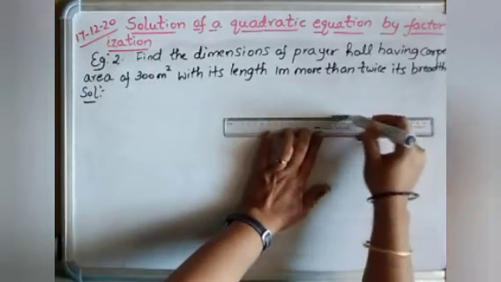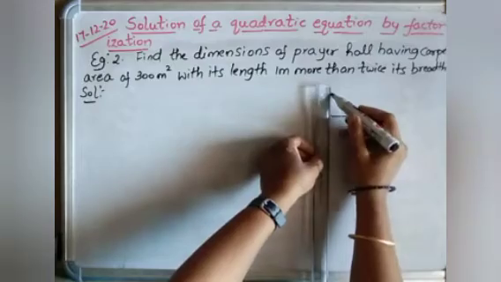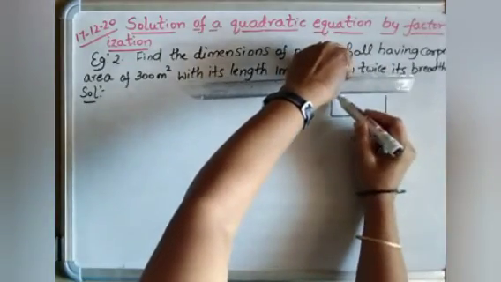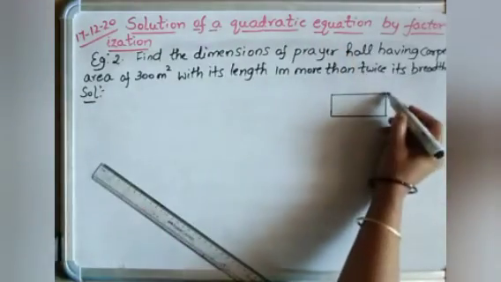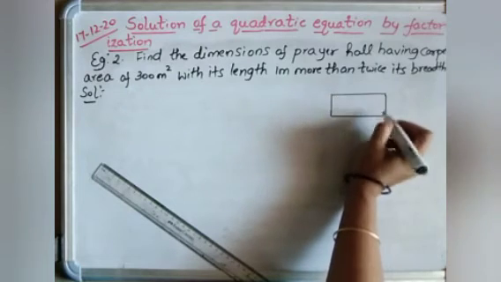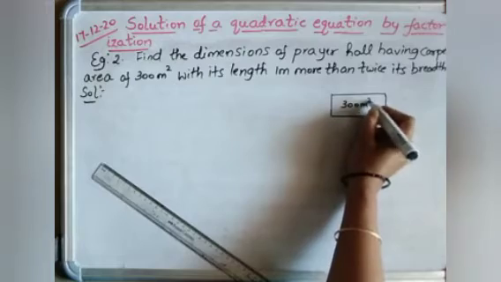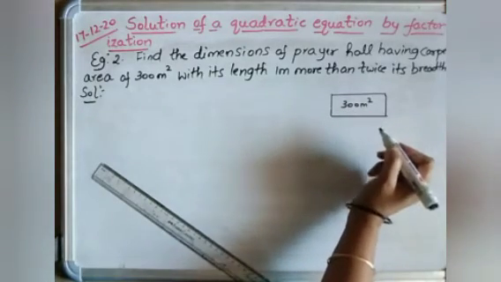So let's draw a prayer hall that is having the carpet area they have given, right? And also one condition, that is the length is 1 meter more than twice its breadth. So this is a prayer hall having 300 meters square area. Now the length and breadth, right?